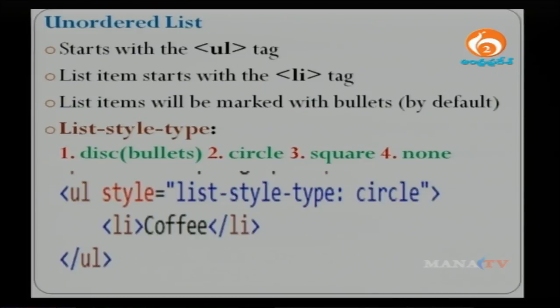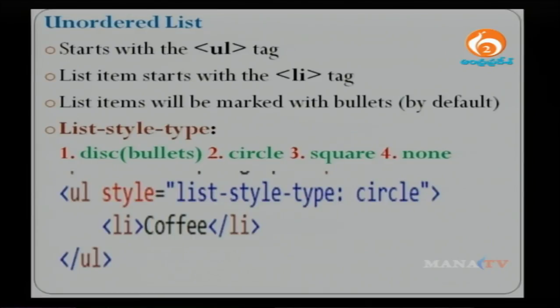So, I want to show one item. By using the li tag I can show one item in my unordered list, and I can use bullets. This is the default one. How can I make those bullets into a circle as well as a square, and if I do not want any decoration or shape on my list items, then you can use the none option.